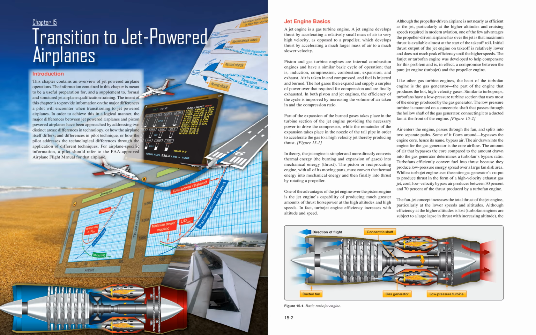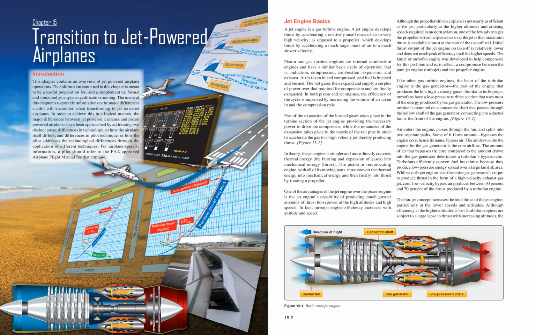Similar to turboprops, turbofans have a low-pressure turbine section that uses most of the energy produced by the gas generator. The low-pressure turbine is mounted on a concentric shaft that passes through the hollow shaft of the gas generator, connecting it to a ducted fan at the front of the engine. Figure 15:2. Air enters the engine, passes through the fan, and splits into two separate paths. Some of it flows around, bypasses the engine core, hence its name, bypass air. The air drawn into the engine for the gas generator is the core airflow.